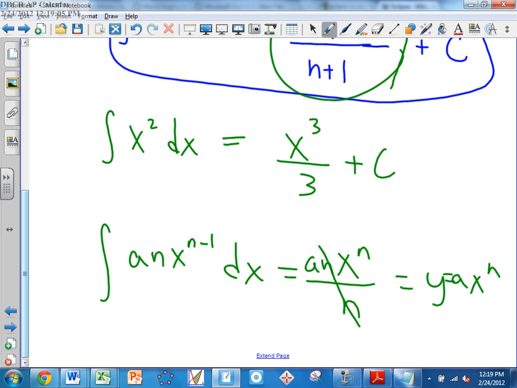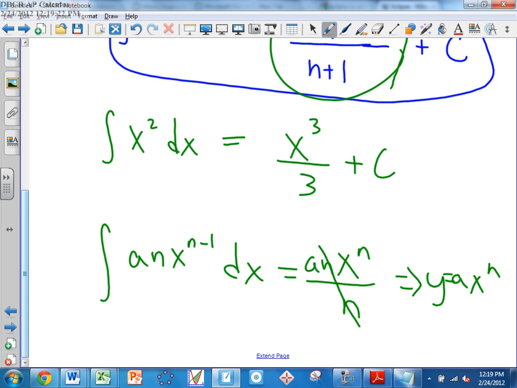Okay, y equals ax to the n. So the idea is this. The derivative always lowers the power for power rule. The integral goes up a power. Now, with that said, what we really want to do today is take a look and say to ourselves, where else can we apply these rules?